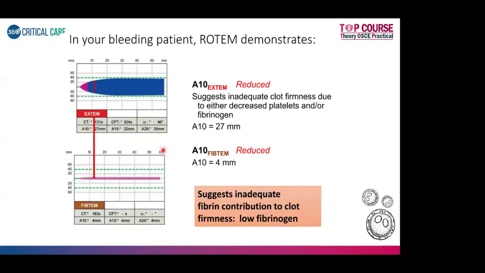So again, you see the FIBTEM here. You see earlier in EXTEM, I told you the maximum amplitude is not up to the mark. So firstly, you'll have two doubts here, similar to what we had in TEG: whether platelets were normal or fibrinogen was the issue. To answer whether fibrinogen is the culprit or the platelets, we have to do a FIBTEM. If the FIBTEM value is normal, then probably the issue is with the platelets. If the FIBTEM itself is low, that is, I told you 40%, or 4 mm at A10, then probably it is reduced, and these patients will probably benefit from the use of cryoprecipitate.